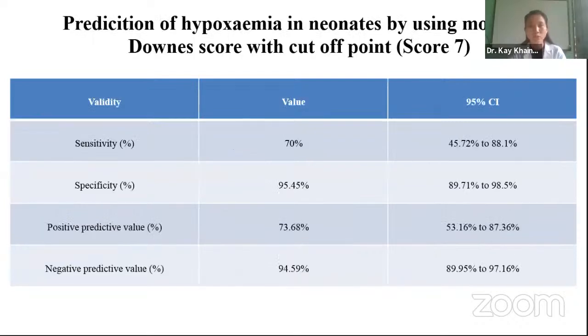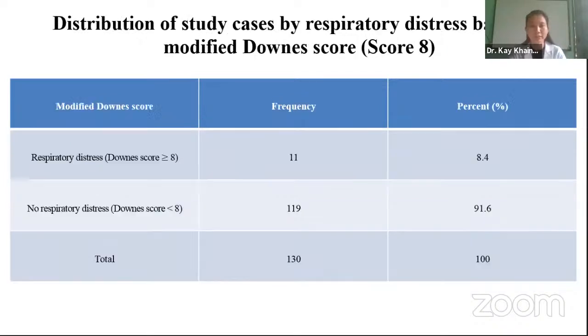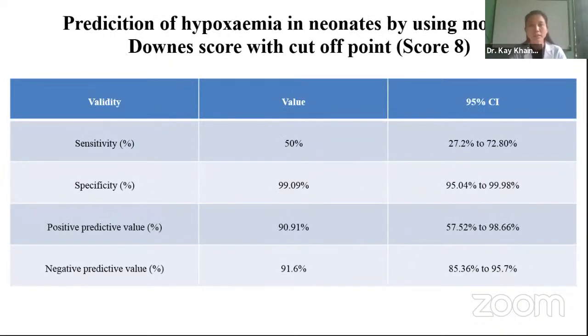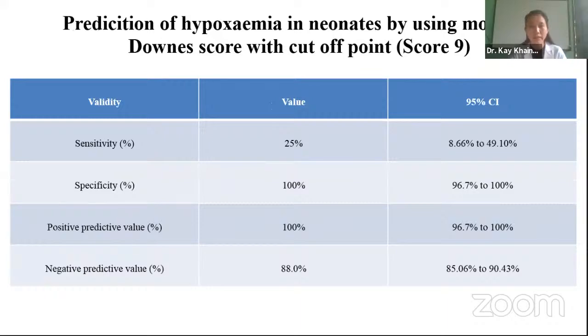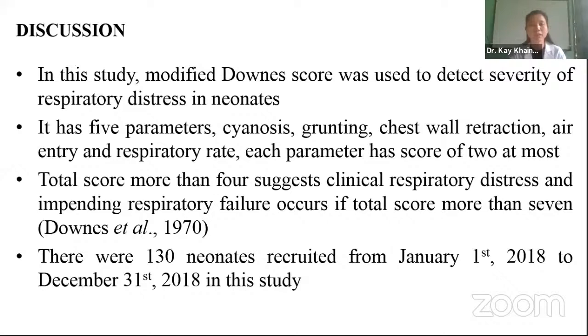This is a cutoff point score 7, sensitivity 70% and specificity 95.45%. This is a cutoff point score 8, sensitivity 50% and specificity 99.09%. This is a cutoff point score 9, sensitivity 25% and specificity 100%.